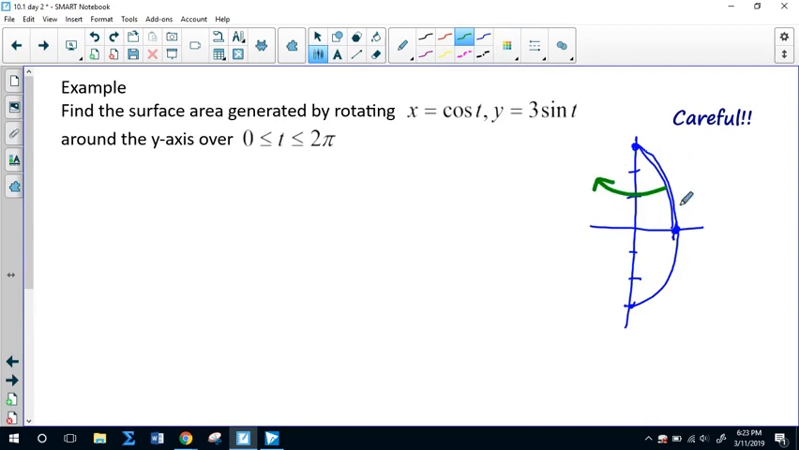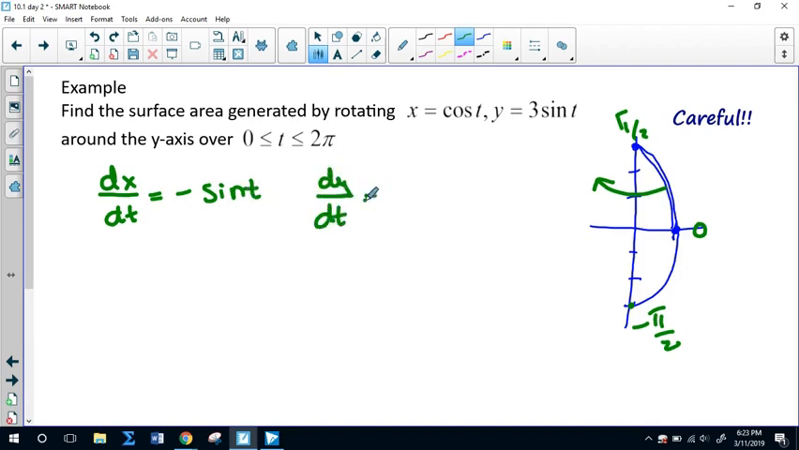So I have to figure out a way to make this make sense as I integrate it. This actually is negative pi over 2, if you want to think of the unit circle going this way. So I can't go from 3 pi over 2 to pi over 2. I am instead going to go from negative pi over 2 to pi over 2. Or if you prefer, you could go from pi over 2 to 3 pi over 2 and work with those values. Okay, so dx dt, I need to take the derivatives, is negative sine of t, and dy dt is equal to 3 cosine of t. And then my integral will be 2 pi, and we're going to go from negative pi over 2 to pi over 2.